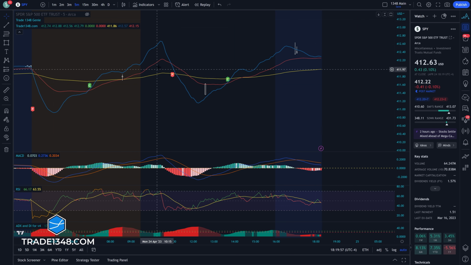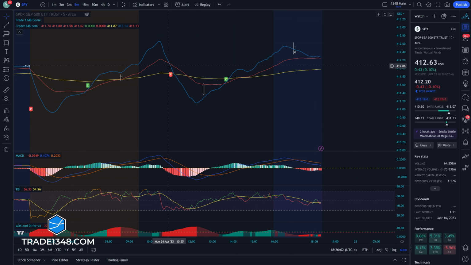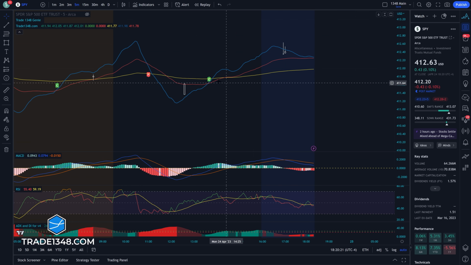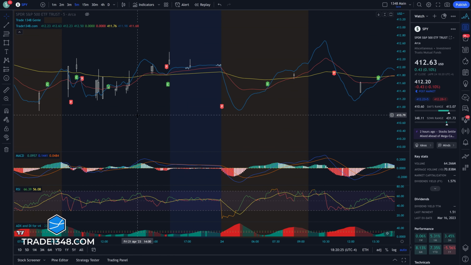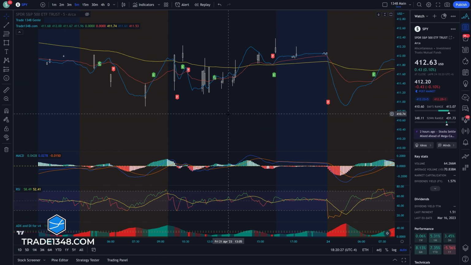Okay, now this is traditional 1348. When the 13 crosses below the 48, you are in a put. When the 13 crosses above the 48, you are in a call. When you are above the 200, you're biased to the call as there will be more strength. When you break below the 200, you're biased to the put as there will be more strength. And you could see how this example paints itself over and over and over again.